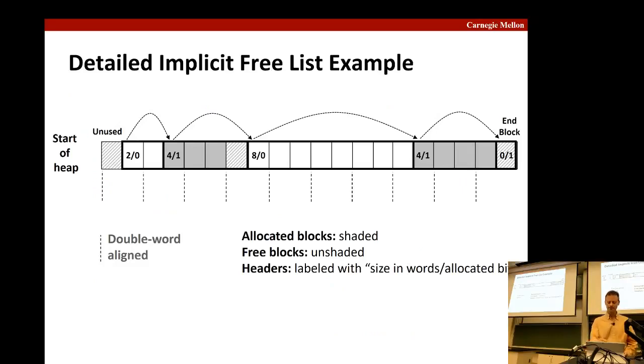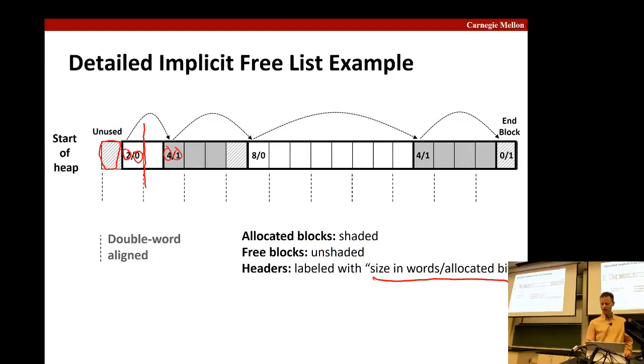Okay, so in this diagram, what we've done here is we've labeled them as sizing words and allocated bytes. So this is 2 words and unallocated, 4 words and allocated and so forth. And we're showing the double word aligned boundaries. And as a result of that, because we have to have room for the header for the first guy, there's always going to be this first unused word.